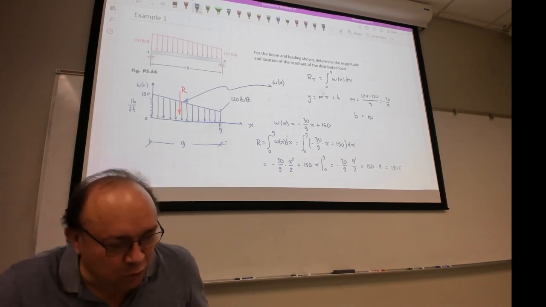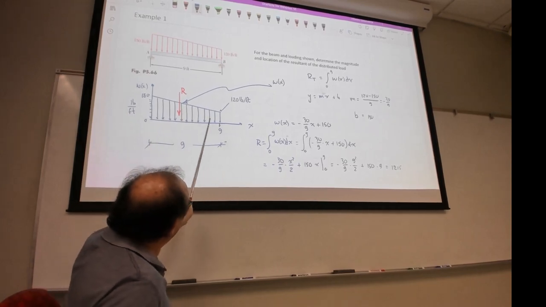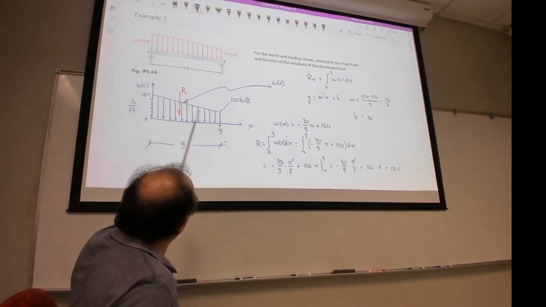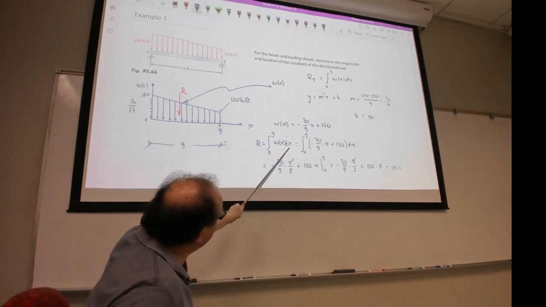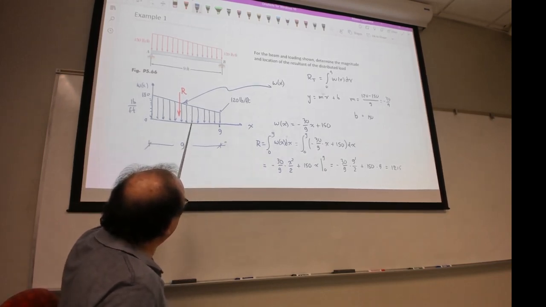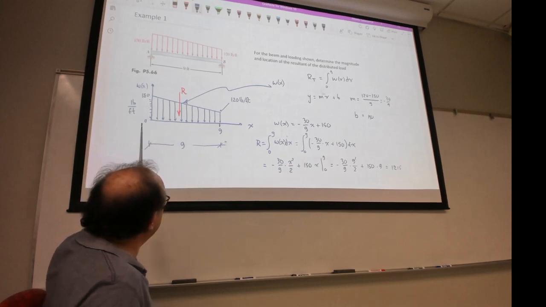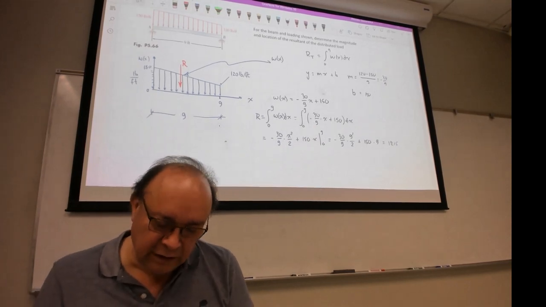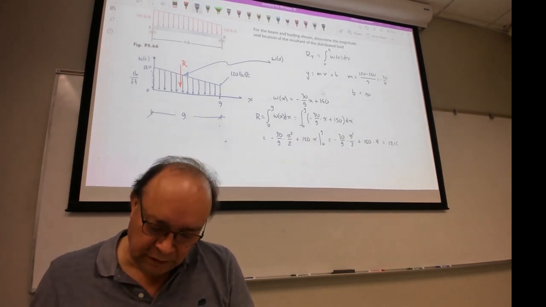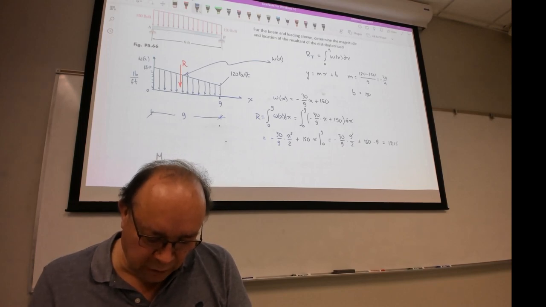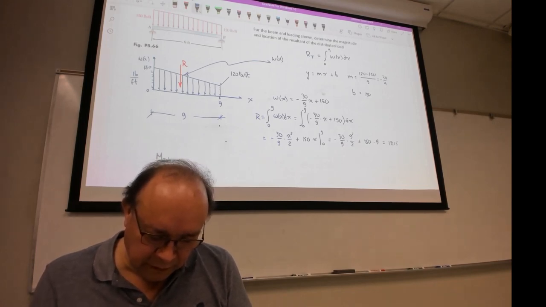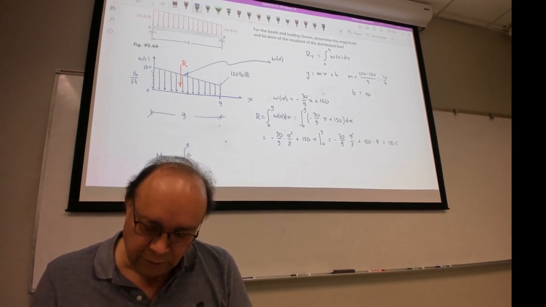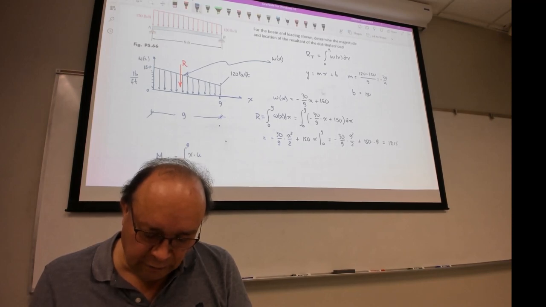Now let's calculate the moment of these little forces, w of x dx, with respect to O. So we just multiply this by the distance of each one of the tiny rectangles, which is x, in order to have it as a general formulation to put into the integral. So the total moment, M total, equals the integral from 0 to 9 of x w of x dx.